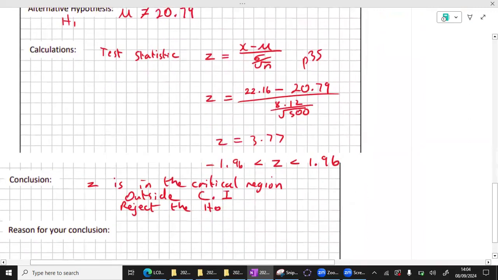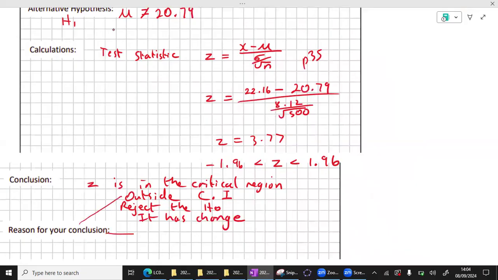And what we're basically saying is it has changed. So the average price of this plan has changed. My conclusion is that it is in the critical region, and that's my reason. So my answer is, yes, it's changed. Why? Because it's outside the confidence interval, so we reject the null hypothesis.